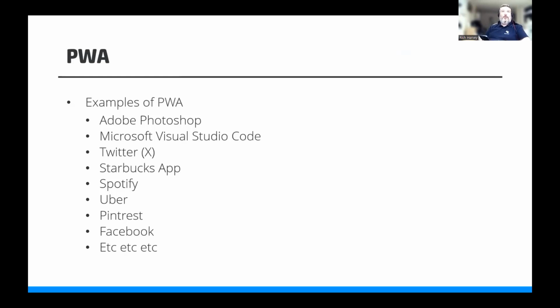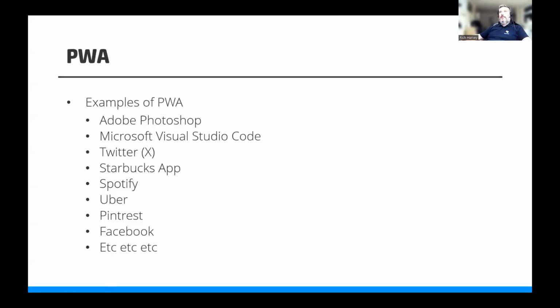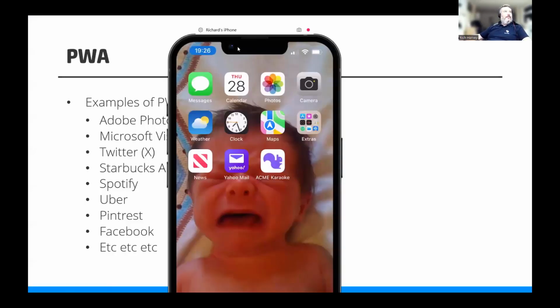Twitter, Facebook, Pinterest, Spotify. There are probably more PWAs out there than you realize. You can tell, as I said, from the top right corner. If you have a little download icon, it means you can download and install that on your desktop or your mobile phone, and then it'll look and feel like a native application. So let's have a quick look at that in action.